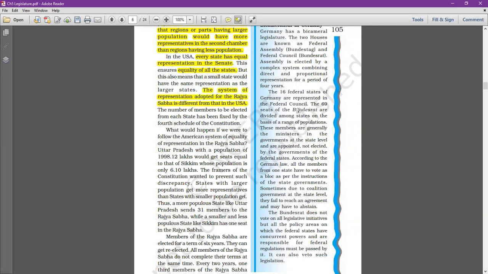हमने कैसा system adopt किया? The numbers of members to be elected from each state has been fixed by the 4th schedule of the Constitution of India, and according to the population, the seat division was done at that time. So what would happen if we were to follow the American system of equality?